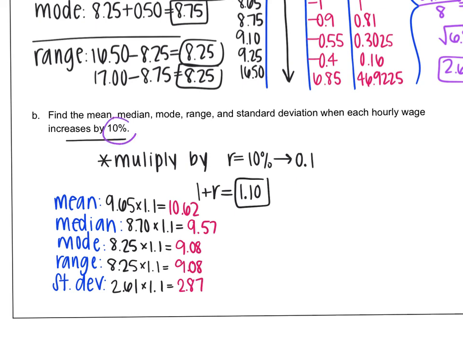So when we're talking about a percent, we multiply everything by that percent. When we're talking about increasing by a value like 50 cents, we only add it to the mean, median, and mode, not the range and standard deviation. So make sure you know the difference between that. All right, when you're done with this, make sure you've written everything down, send me a picture, and then you can go ahead and get started on the assignment for this.